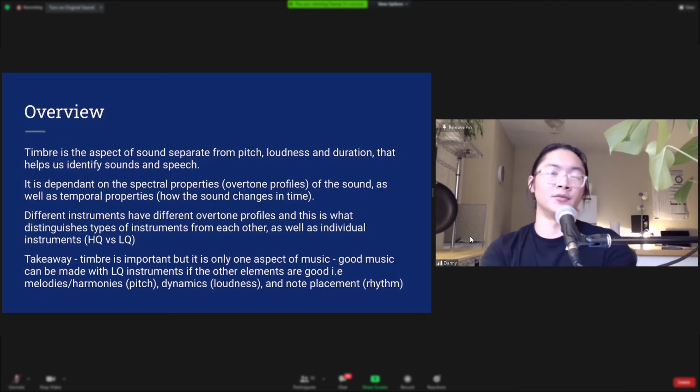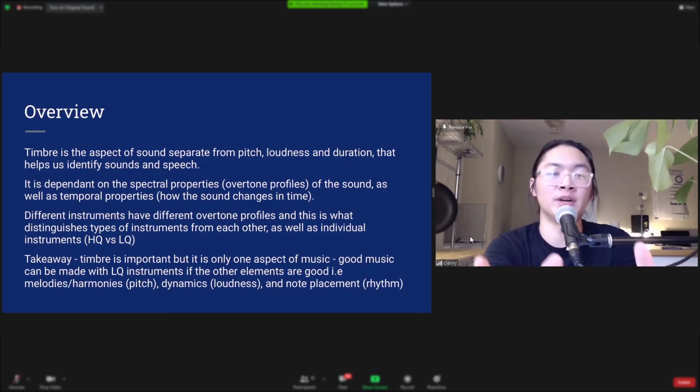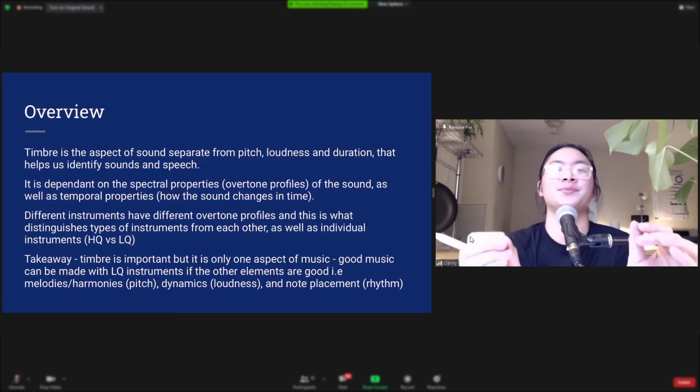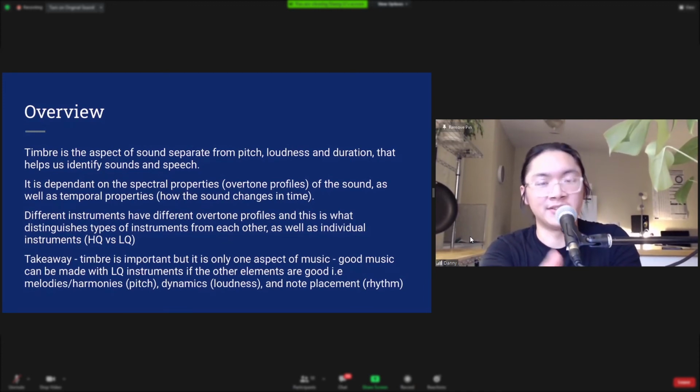So, as an overview, timbre is the aspect of sound separate from pitch, loudness, and duration that helps us identify different sounds and helps us understand speech. It's dependent on its spectral properties, so the overtone profiles of a sound, as well as the temporal properties, so how the sound changes through time.